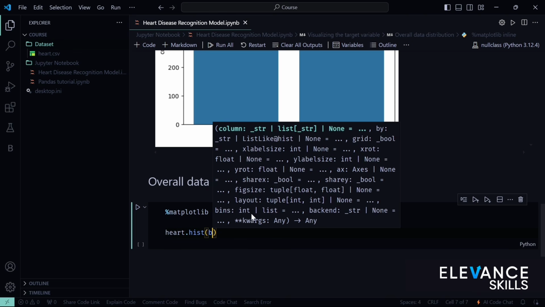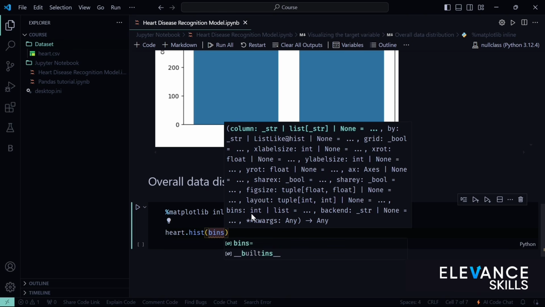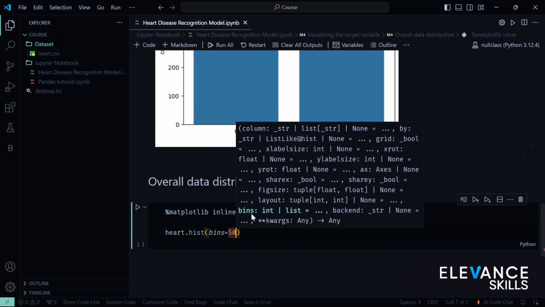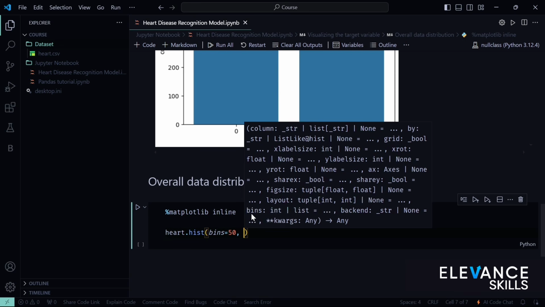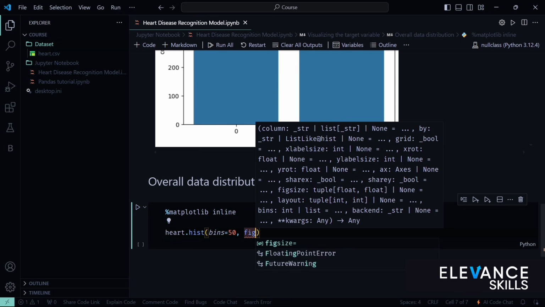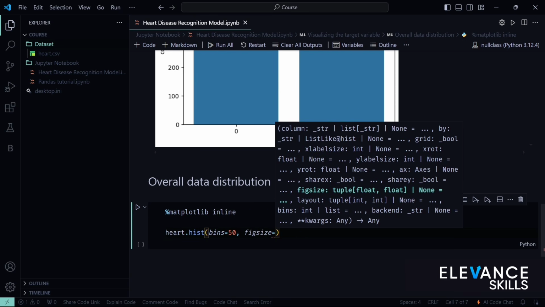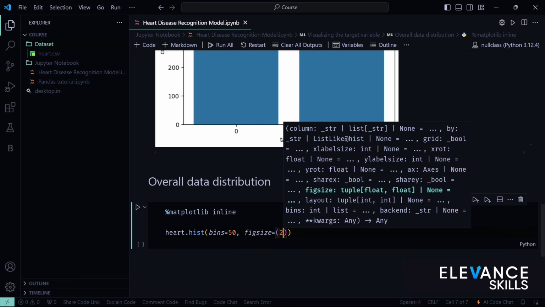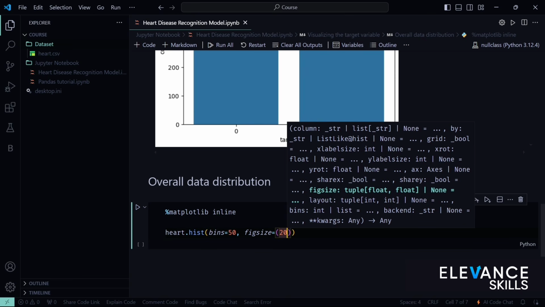This code creates histograms for all the features in the dataset. By setting bins to 50, we define the number of intervals or bins for each histogram, which provides a detailed view of the distribution of values. The figsize parameter allows us to control the size of the entire plot, making it easier to see all the histograms in one go.